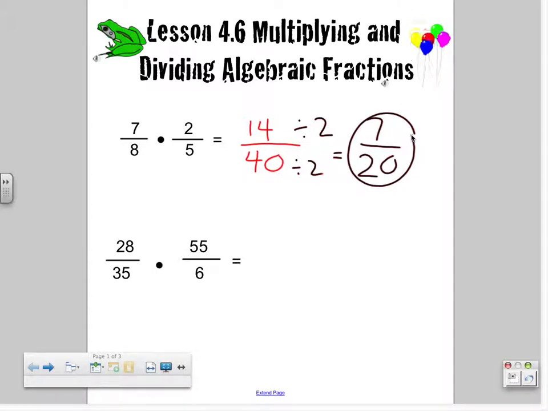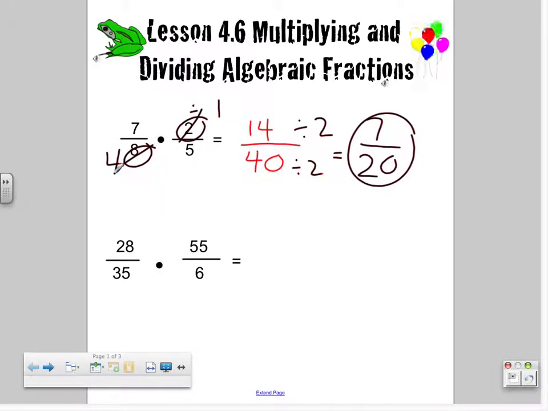Now you can reduce a problem within the problem before you multiply. If I look at my numerators and my denominators and ask, do any of my numerators share a common factor with my denominator? I can see that 2 and 8 both share a common factor of 2. So I could cancel this and make it a 1, and cancel this and make it a 4. Essentially, I divided each of those numbers by 2.